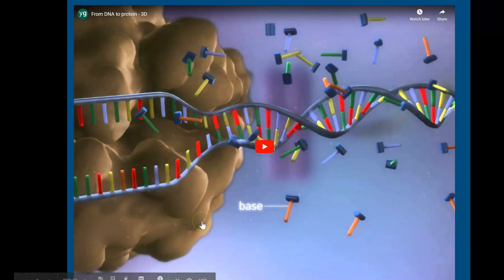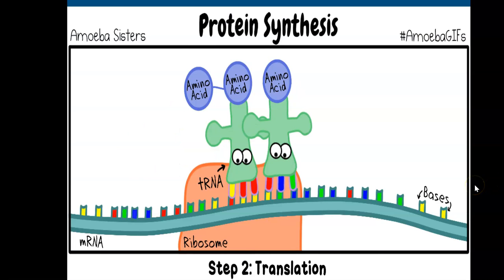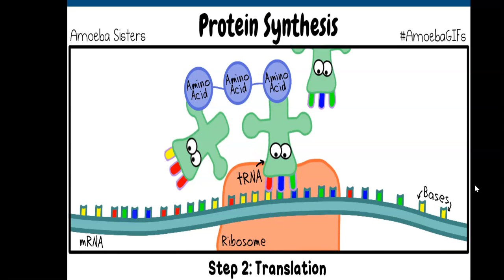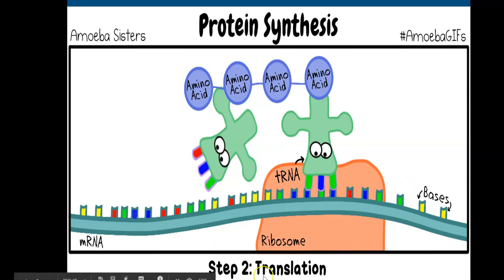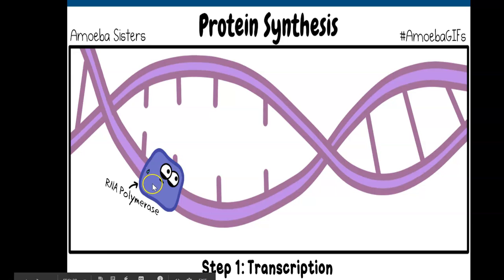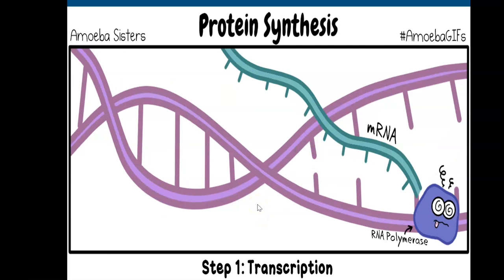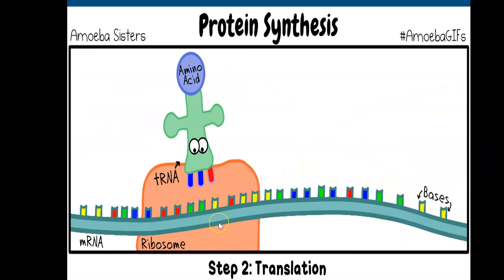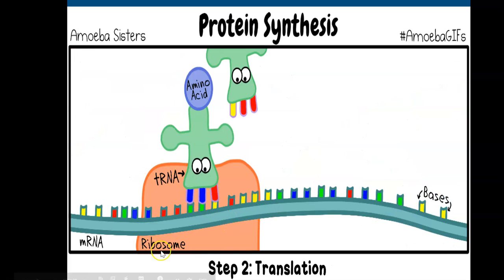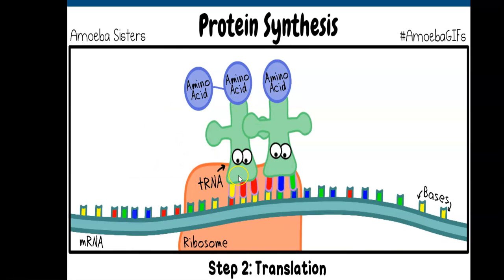Definitely want you to watch this video, Overview DNA to Protein. This is an animation which goes through protein synthesis. Make sure this makes sense also, and it's got the two steps. Step 1 is transcription. RNA polymerase is unzipping the DNA. I'm making an mRNA transcript. Step 2, that mRNA went and found this ribosome. The codons are getting attached to by the tRNAs.